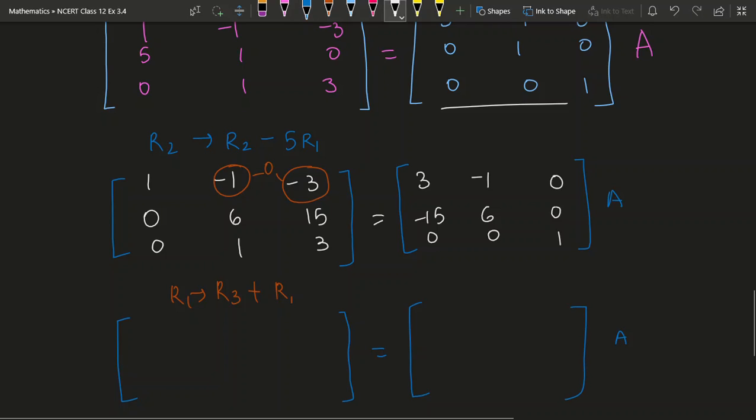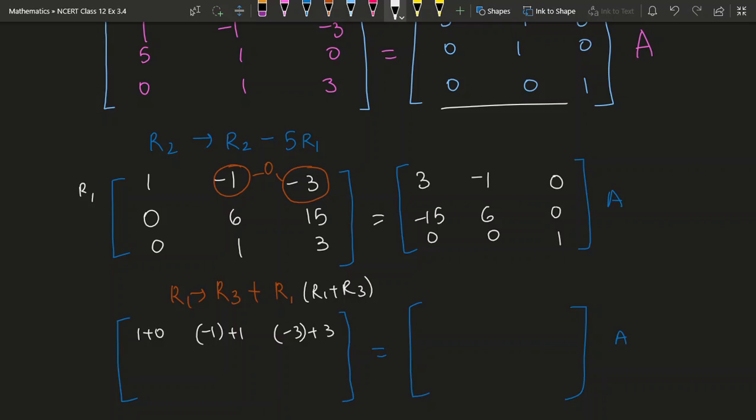So in the place of row 1, firstly you are doing, let's just write it as row 1 plus row 3, just for nice convention. So 1 plus 0, and then -1 plus 1, and then -3 plus 3. You are just adding up these two rows, R1 and R3. Then you just write all other rows as they are. You don't do anything with them.